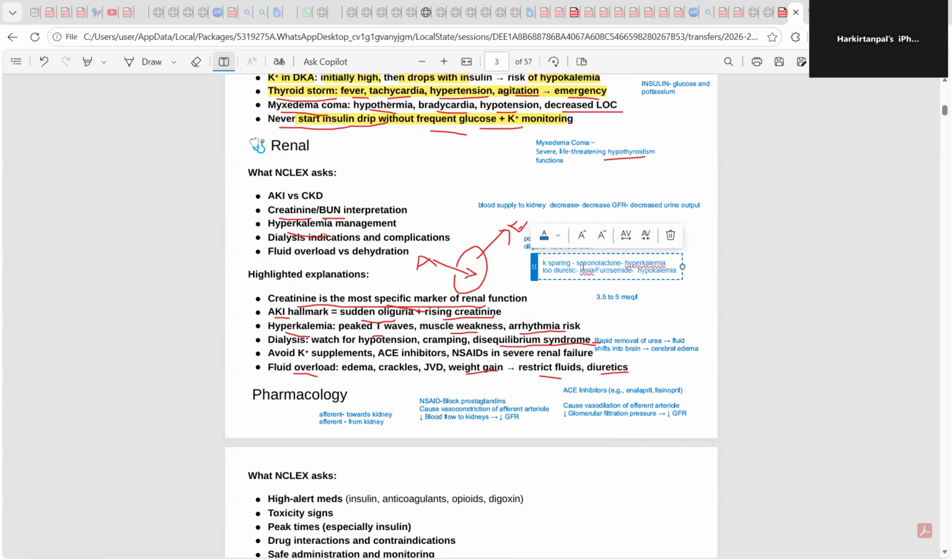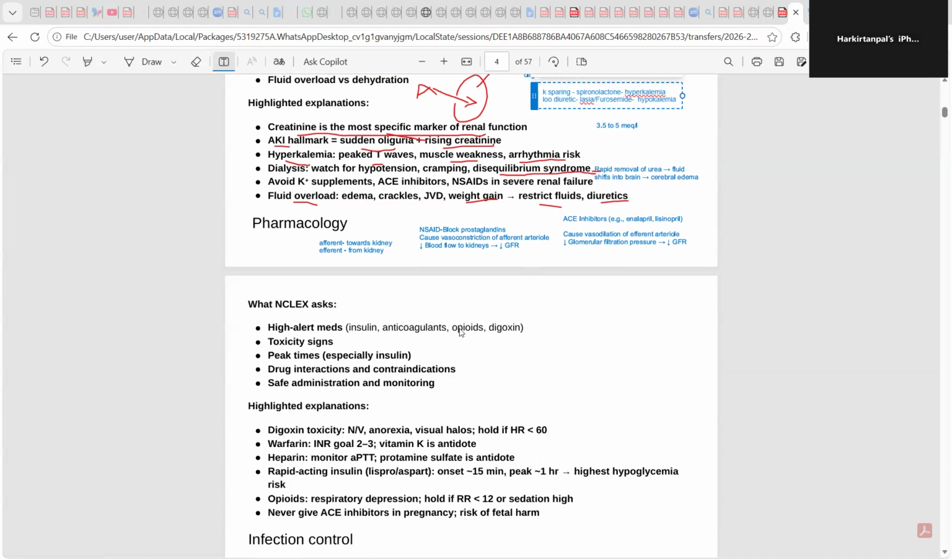But in a loop diuretic, what happens? The potassium is lost through the urine, so it can lead to hypokalemia. Both are lethal conditions. Both hyperkalemia and hypokalemia cause arrhythmia. So it should be monitored carefully.